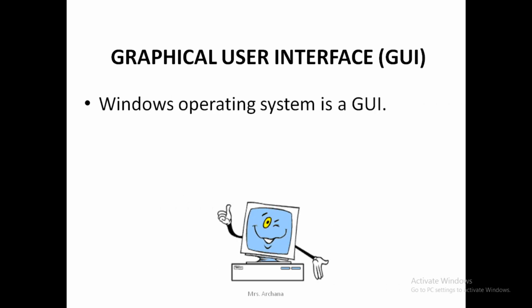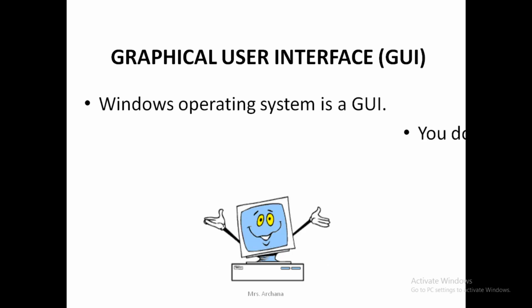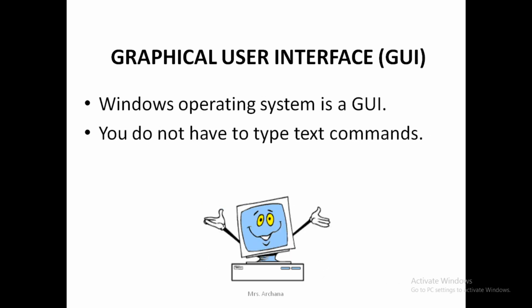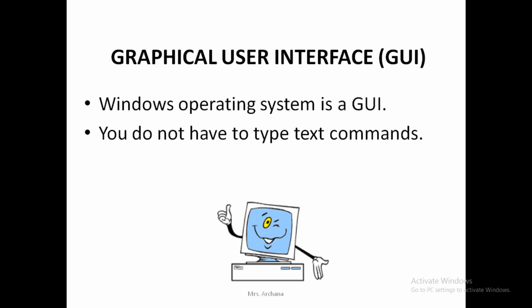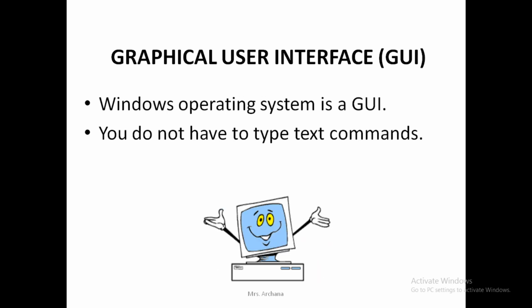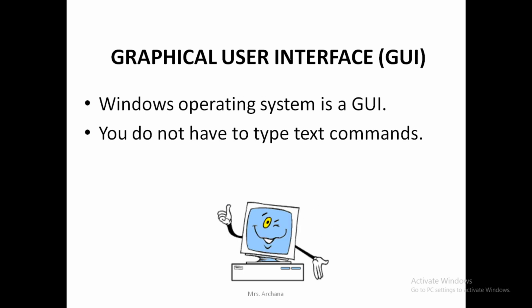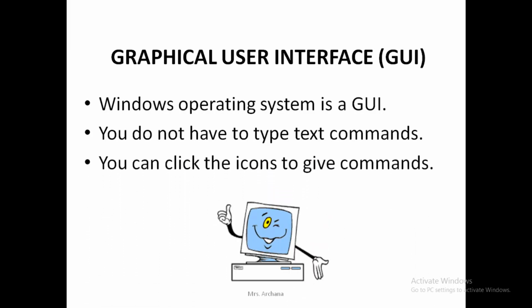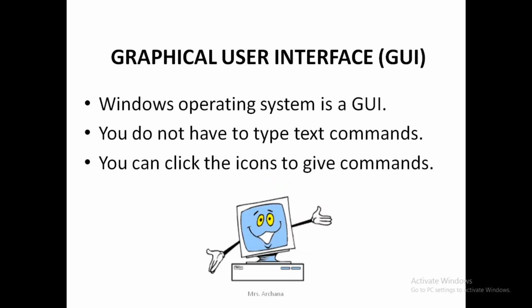Windows operating system is a graphical user interface, or GUI. You do not have to write text commands. That means by clicking only we can open things. No need to open any folder or file by writing any command. Only by clicking the mouse pointer we can open it. You can click the icon to give commands.